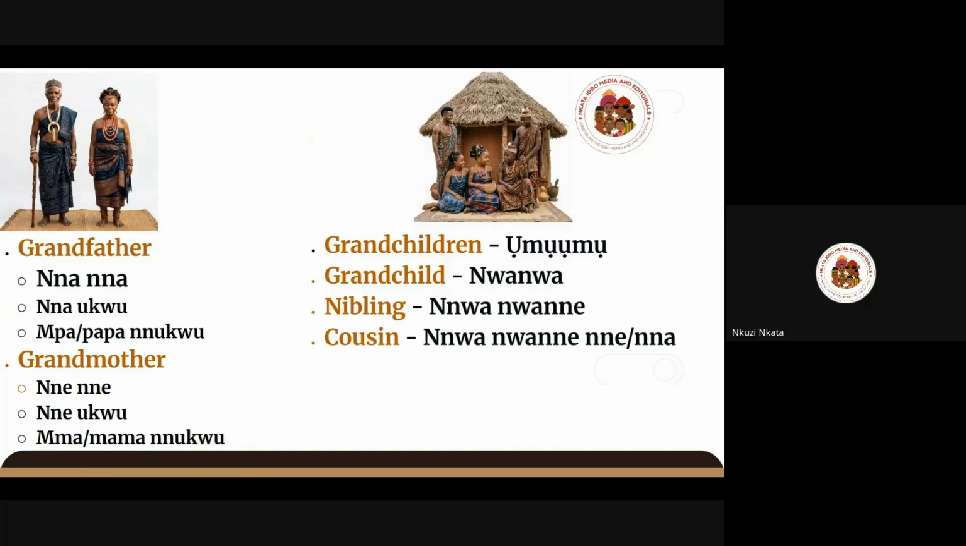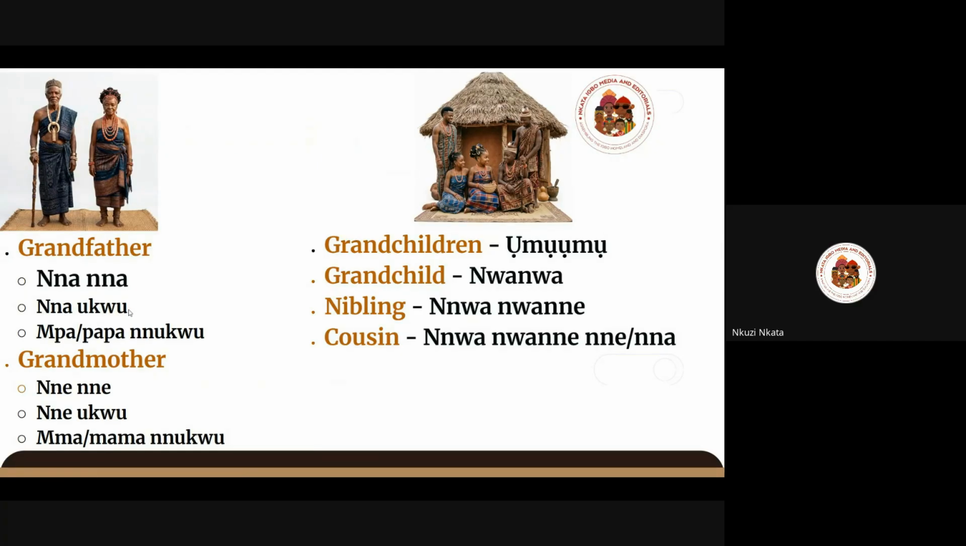Now, other members of the family, we can have grandfather. So for grandfather, we have three different terms. So some use nna nna. Nna nna is the father of the father. So the father of your father is your grandfather, right? So some call it nna nna. Nna nna m, my grandfather. Some also call it nna ukwu.